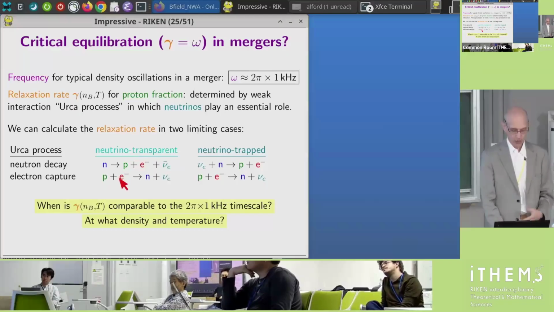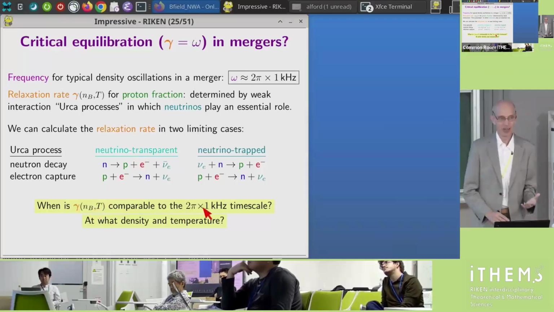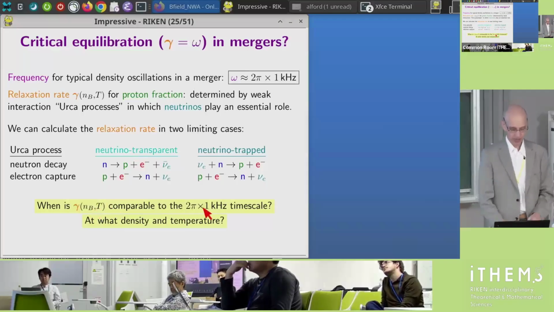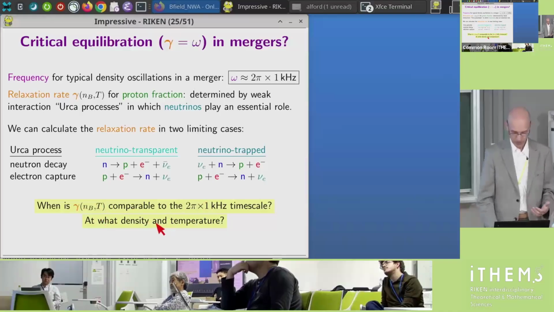So if we do that, what do we get? Do we find that this relaxation rate, which depends on density and temperature, can be sometimes comparable to the kilohertz timescale of density oscillations induced by mergers? And since it depends on density and temperature, the real question is, at what densities and what temperatures is the rate comparable to the oscillation? And do we get those densities and temperatures in mergers? Does the question make sense to everybody?